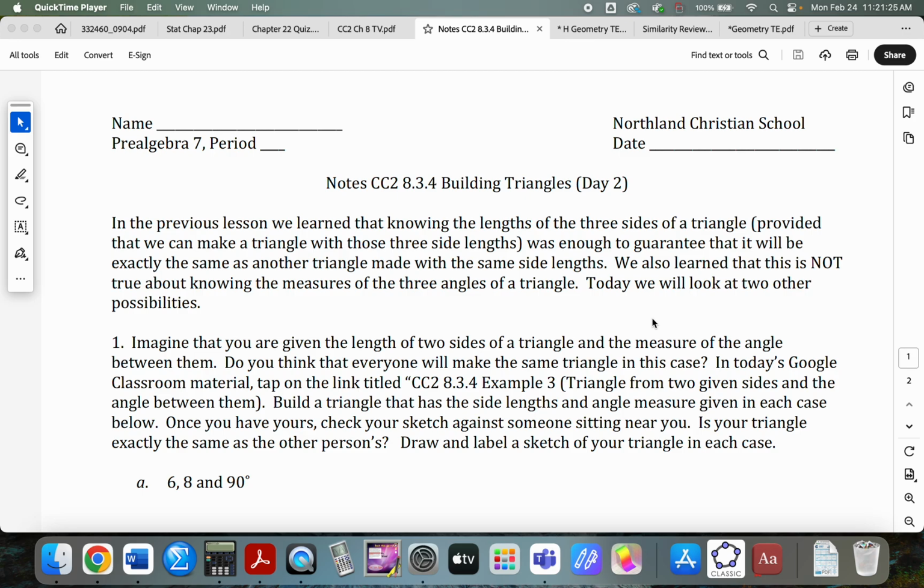All right. So today we're going to continue looking at how we can build triangles and whether or not when we build that triangle, it will be exactly the same as everybody else's. So in the previous lesson, we learned that knowing the lengths of the three sides of a triangle, provided that we can make a triangle with those three side lengths. Let's back up and talk about that real quick.